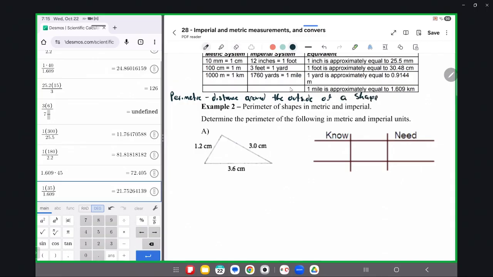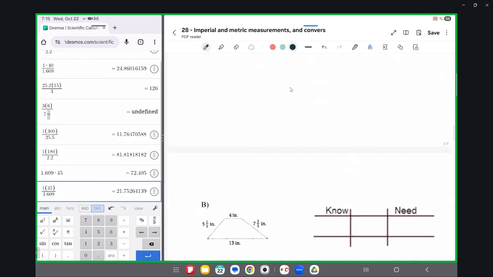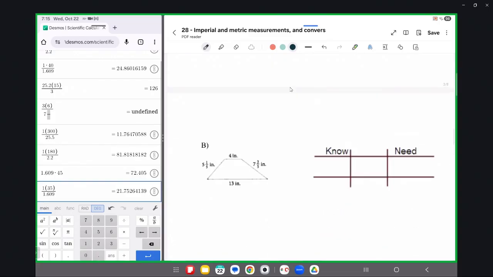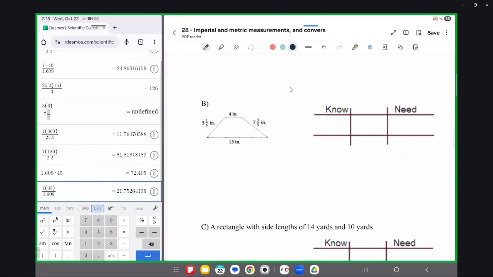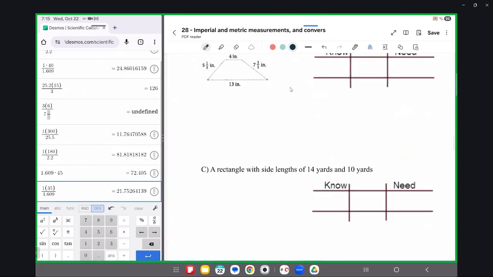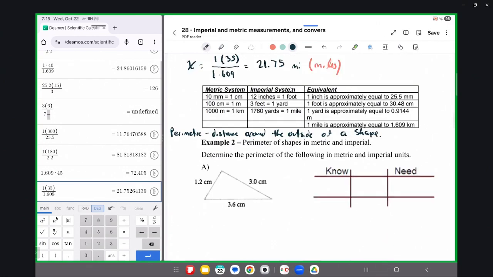Okay, so we're going to determine the perimeter of the following in metric and imperial. So for here, some of these things are in centimeters, one of these shapes is in inches, and another one is in yards. So we're just going to use the equivalent comparison that they gave us in this chart to know what to convert it to. So for example, this one's going out of the way to mention this in centimeters. So we're just going to convert this over into feet.